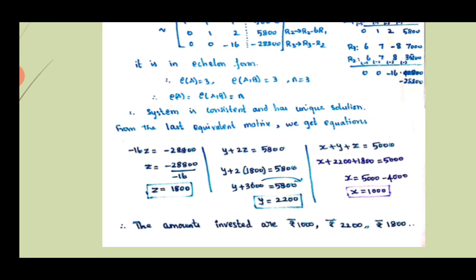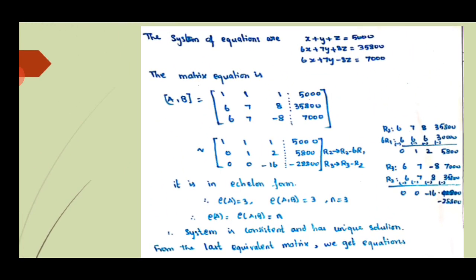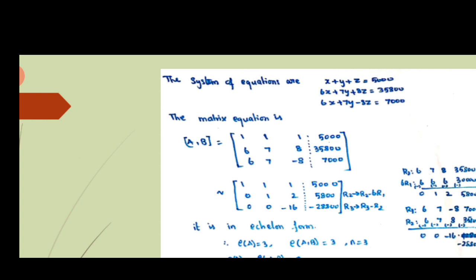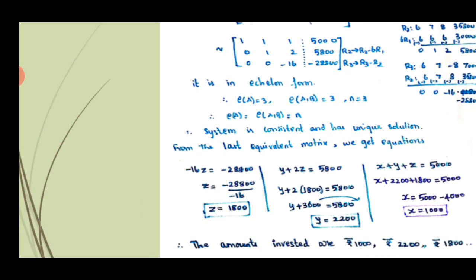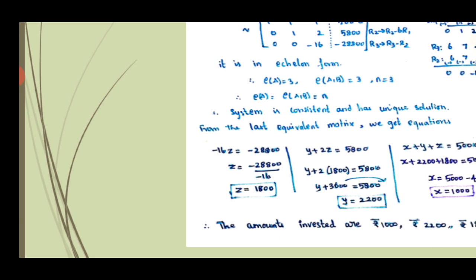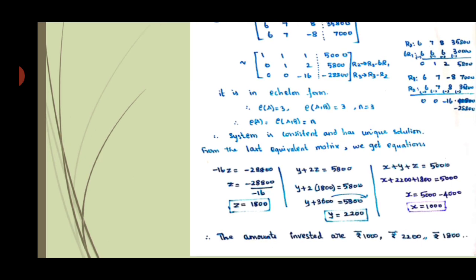So this time we are going to write directly from the last equivalent matrix. From the last equivalent matrix, that is the echelon form matrix, I am going to write the equations. The last row is 0, 0, -16, -28,800. So that I am going to construct as the equation: -16z is equal to -28,800. By dividing we get z equal to 1800.